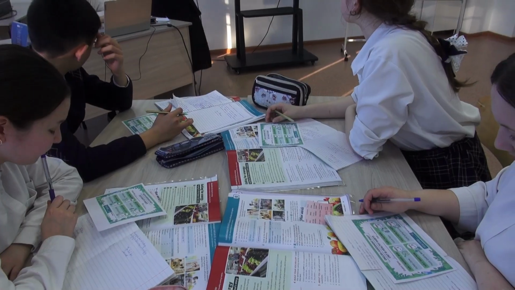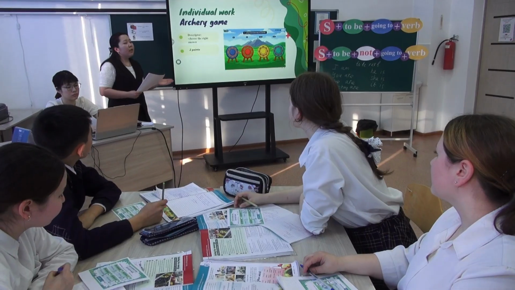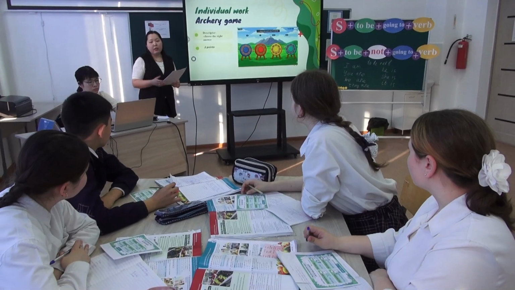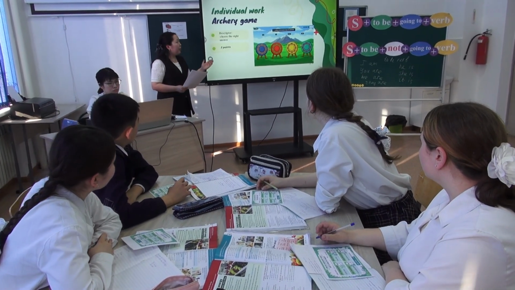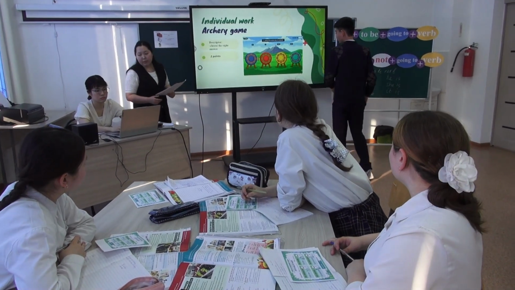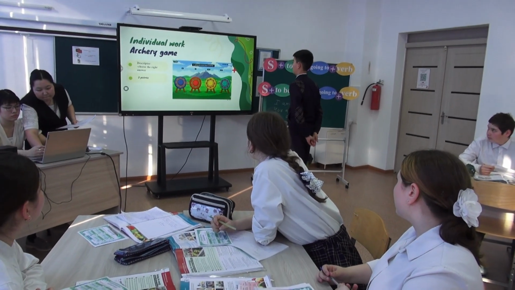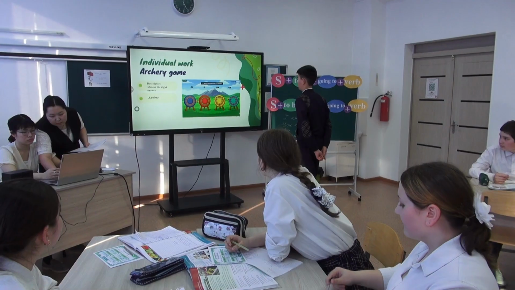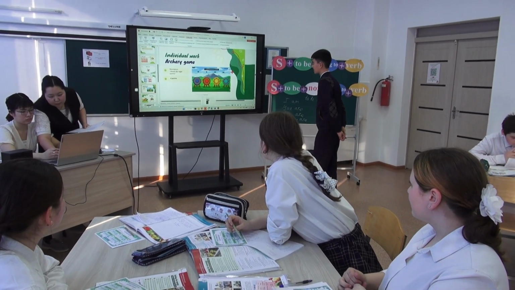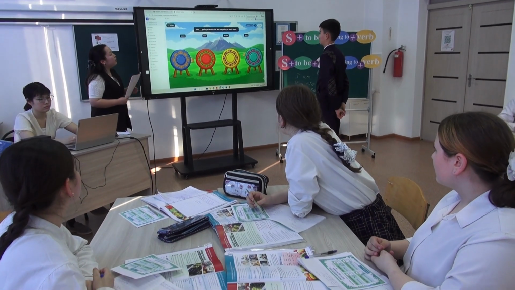Individual work for you, archery game, choose the right answer. Now, сейчас вы отвечаете на вопросы one by one, по одному, okay? So, start. Alkhan, come here, in this place, and read the distribution. 1 minute. So, read the sentences.